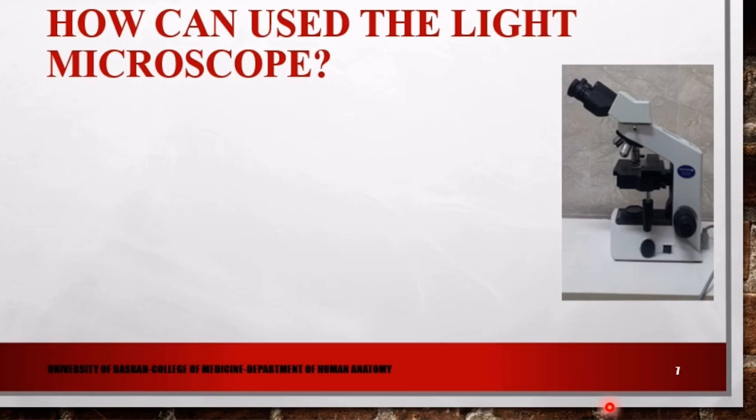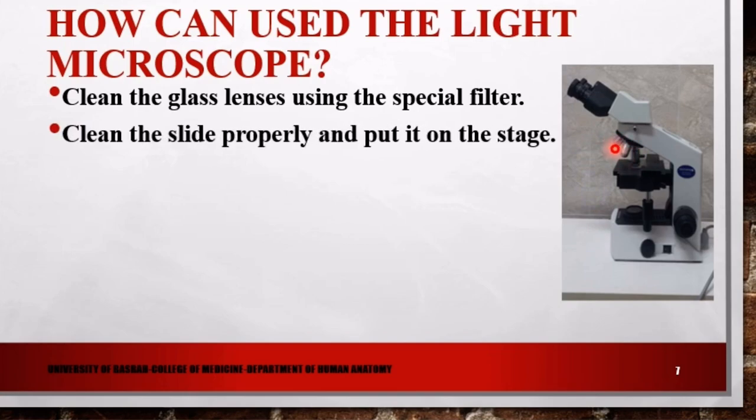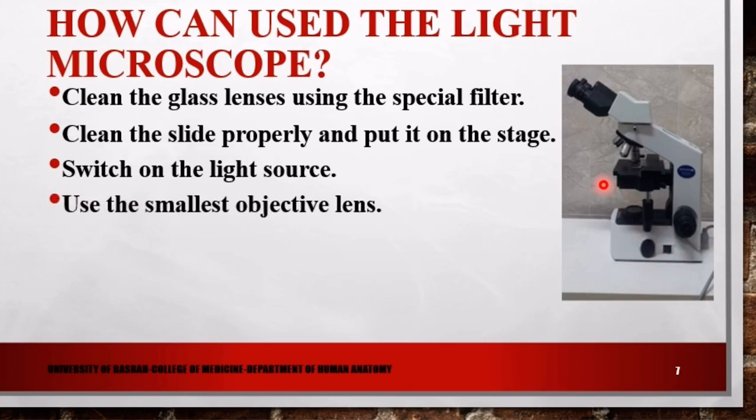How can use the light microscope? Clean the glass lenses using this special filter, and also clean the slide and then put this slide on the stage and fix it by the slide holder. Switch on the light source by this screw. Use the smallest objective lens, the 4x.